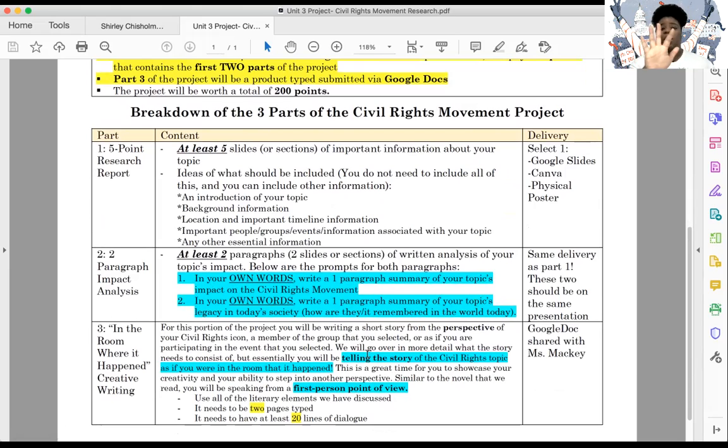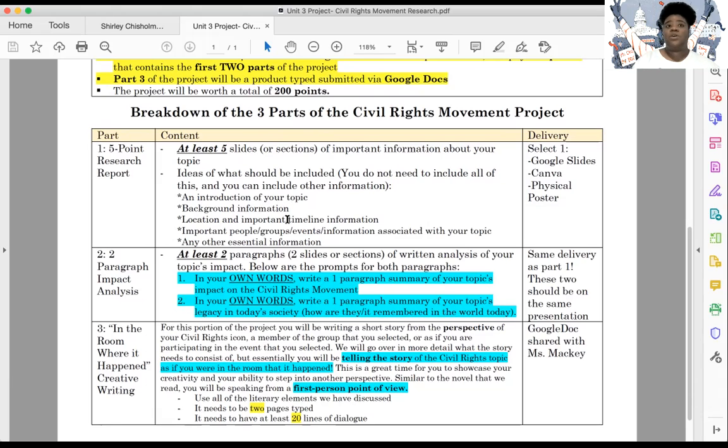Part one is a 5-point research. I call it a 5-point research because you need to have at least 5 slides, or 5 sections if you're doing a poster, on information that's important about your topic, right? So here are some ideas of what can be included. Please note that you might not want to do every single thing that's on this list, or you might find other things that you want to do, or maybe you want to just do 2 and make them equal 5, okay? But here are some ideas about what can go into your research.